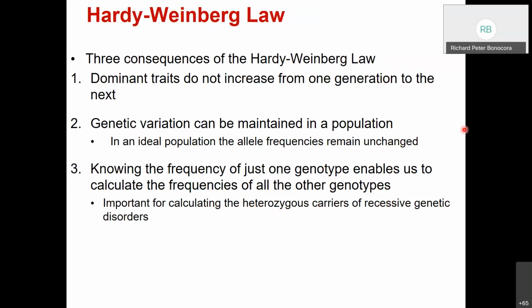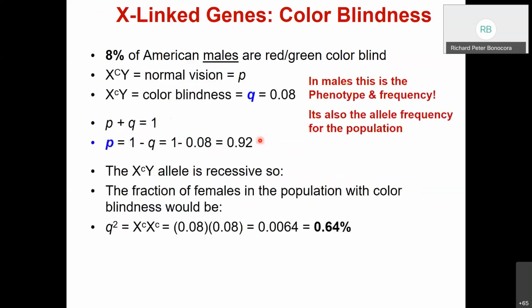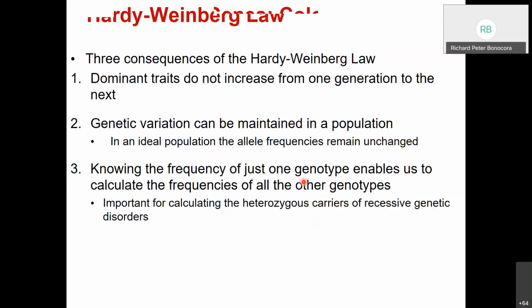I have a question on the previous slide of how much more rare this is in females. The males have 8%. I think the person who's asking this is mistaking it for 64%. This is 0.64%. So it's much lower than the 8%. This is not 64%. It's 0.64. Okay.